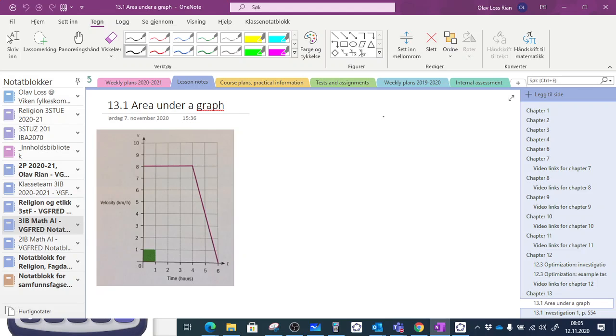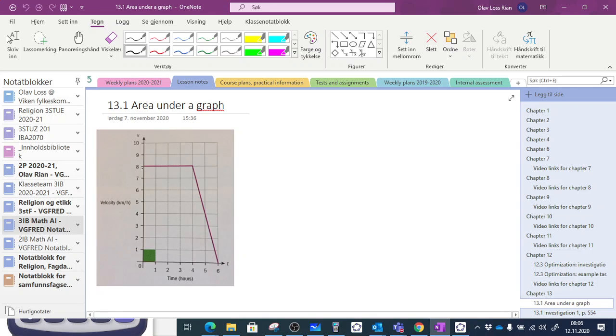This is a time-velocity graph where you have time on the first axis and velocity or speed on the second axis. This graph actually describes the distance that an object travels. I'm just wondering if you can envision how this object actually moves.